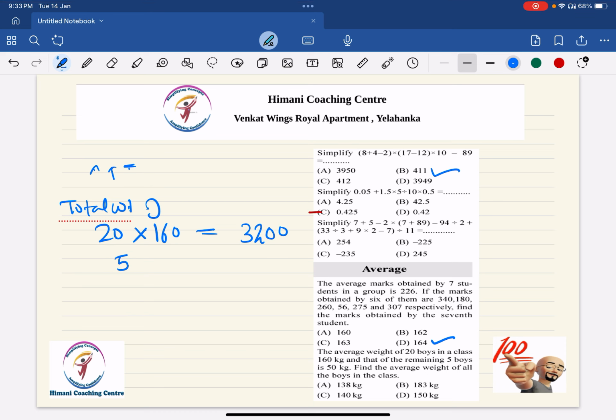Now there are another 5 students whose average weight is 50. So their total weight would be 250. So what is the total weight of now 25 students? So there are now 25 students and their total weight is 3450 kg.